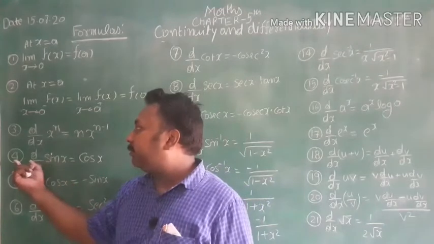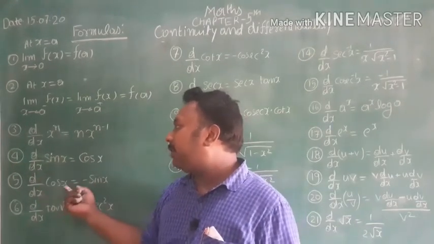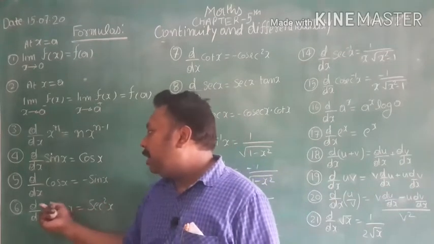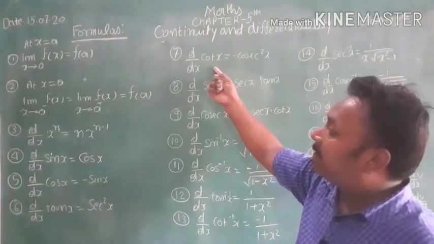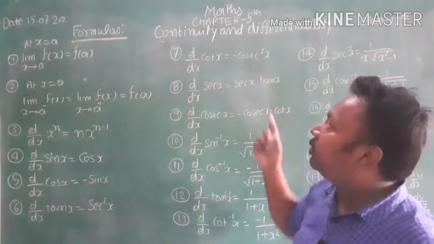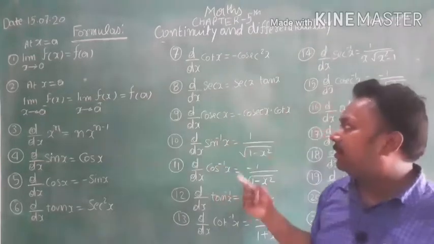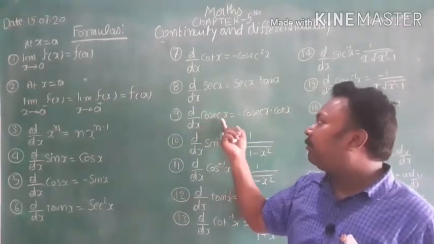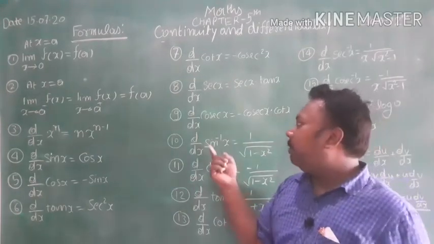Next, fourth: d/dx of sin x is cos x, d/dx of cos x is minus sin x, d/dx of tan x is sec square x, d/dx of cot x equal to minus cosec square x, d/dx of sec x equal to sec x into tan x. Ninth, d/dx of cosec x equal to minus cosec x into cot x.